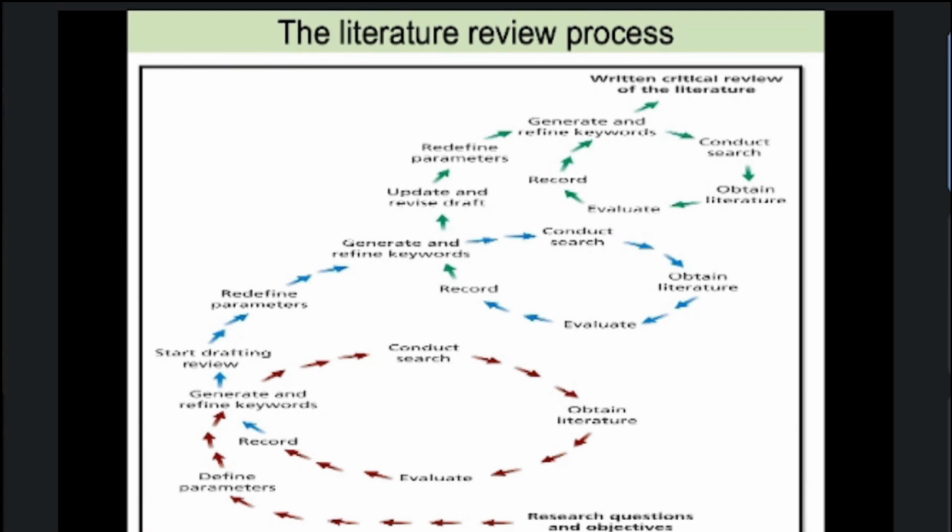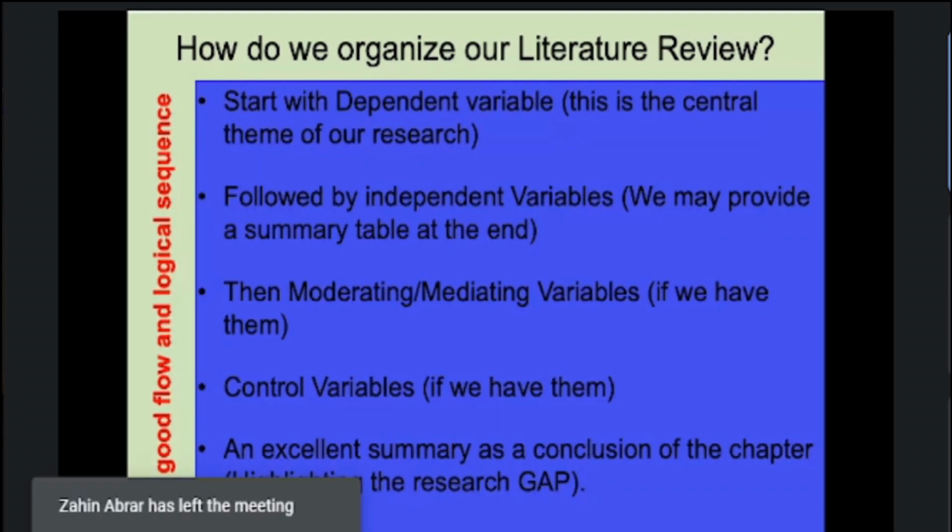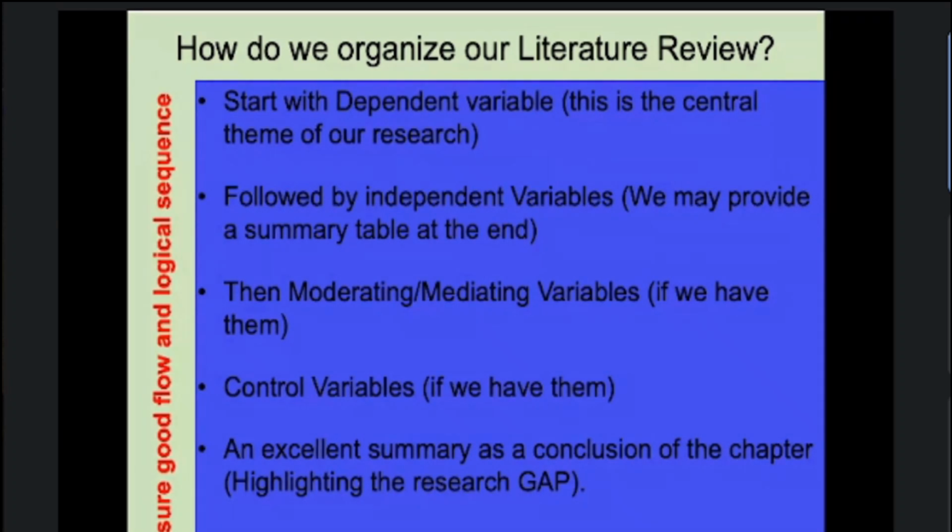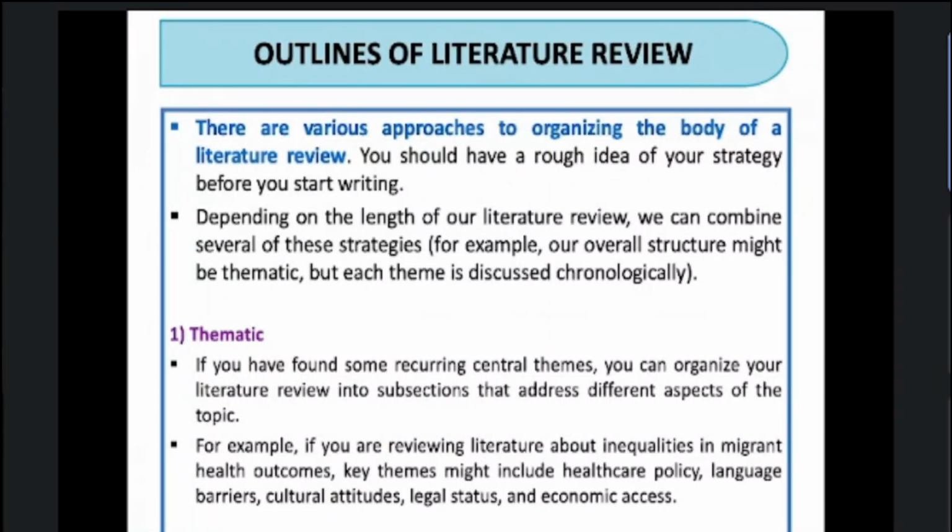Okay, how to organize a literature review chapter? This is a common question from many students. You start with the dependent variable, followed by the independent, and then moderating, and so on. And you end up with an excellent summary of the chapter, highlighting the research gap you identified. So you do not start with the independent variable. You start with the dependent variable. That is the theme of research, the research problem that you have identified. But you have to ensure that a good flow and logical sequence is there, beginning from dependent to independent and all that.